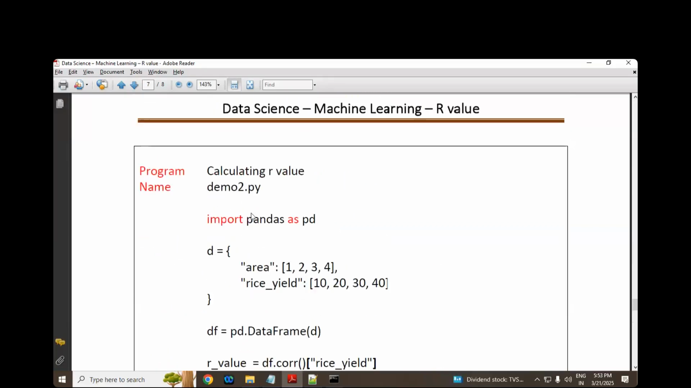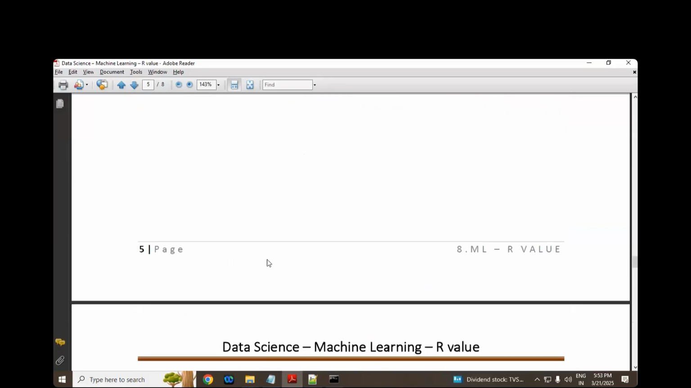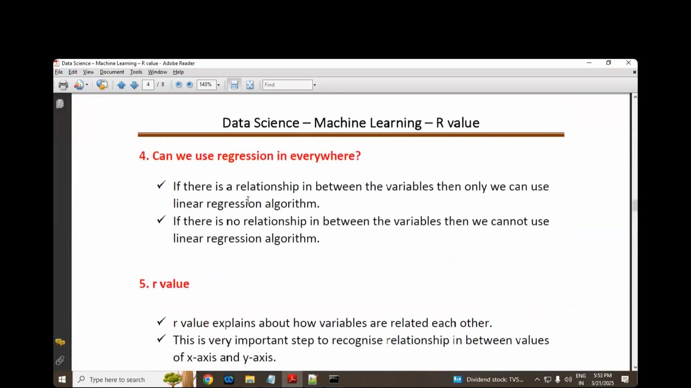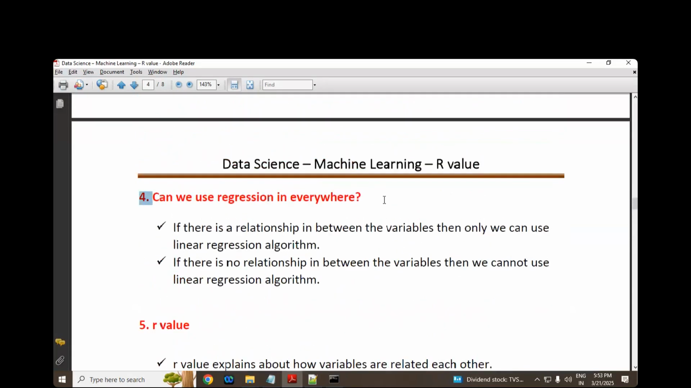Now listen to the question. Previously, the question was, can I apply regression wherever I want? Can we apply regression everywhere? No, no, no. If there is a relation between the columns, then only you can apply it. If there is no relationship between the columns, then don't apply linear regression. That's what you need to understand.